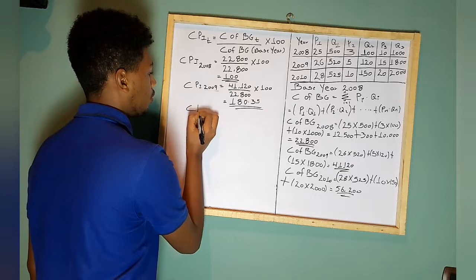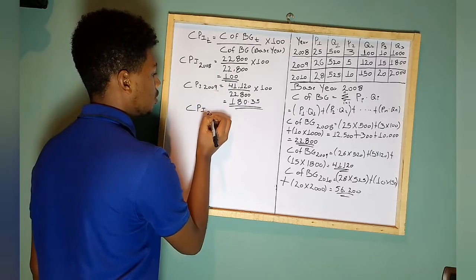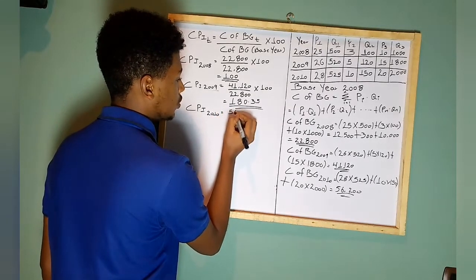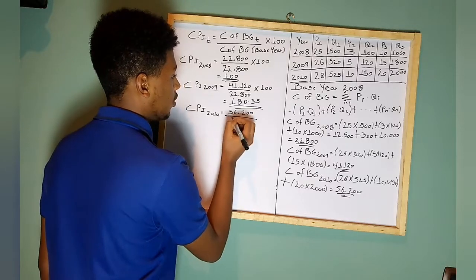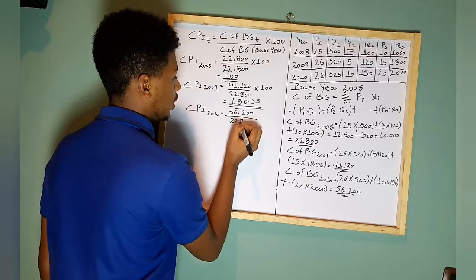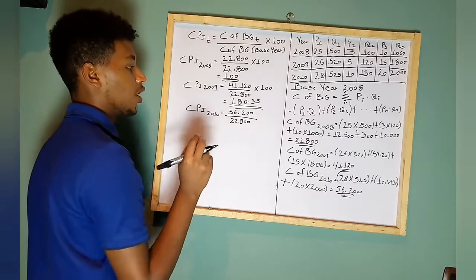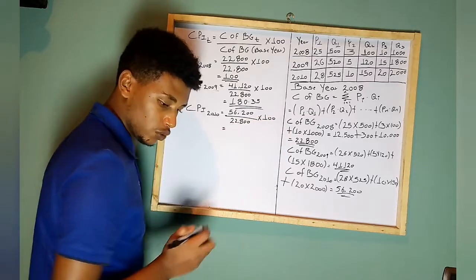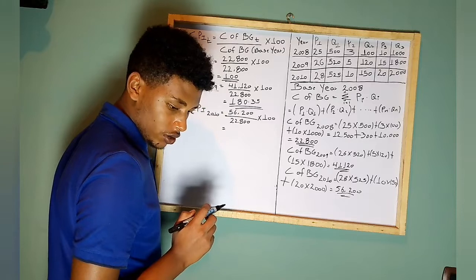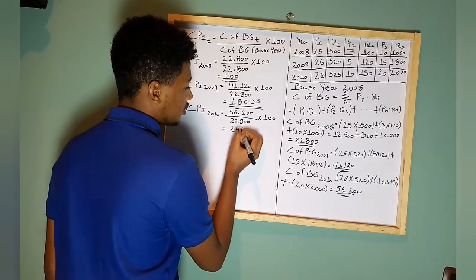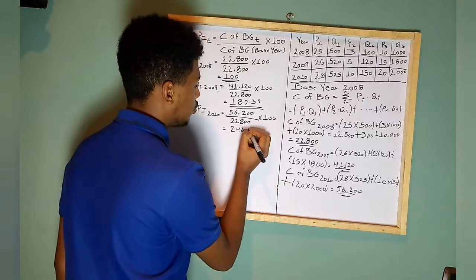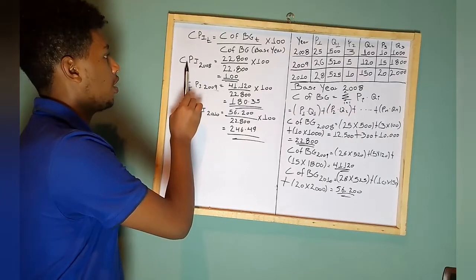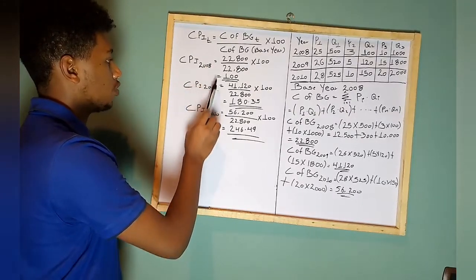And the consumer price index for 2010, the last year, it is 56,200 divided by 22,800. This means the cost of basket goods for the base year, multiplied by 100. Therefore, the result would be around 246.49. So we have got the consumer price index for each year, 2008, 2009 and 2010.